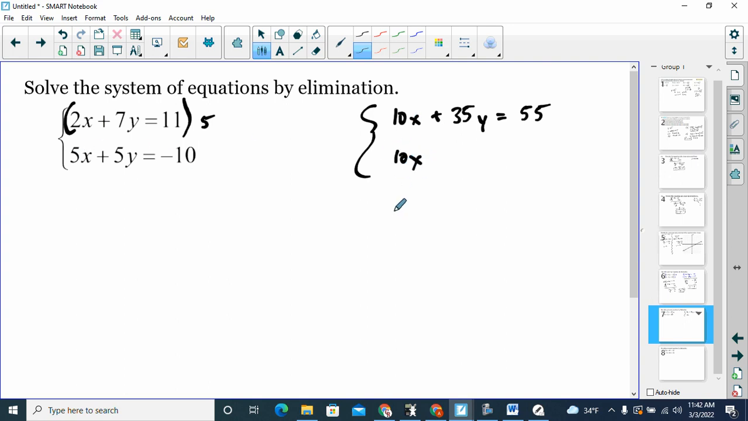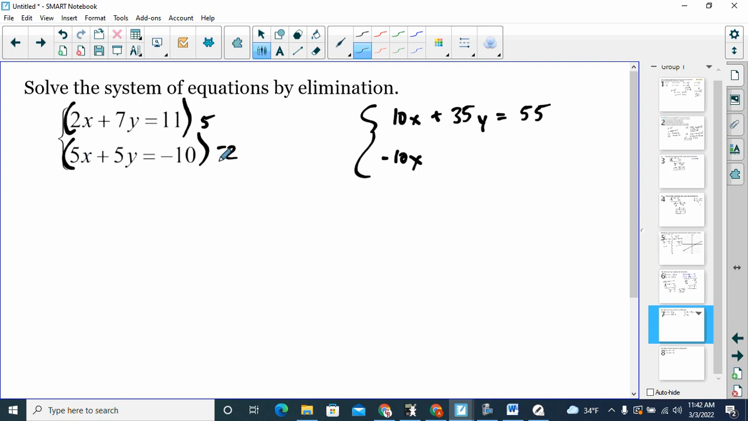10x and 10x make 20x. They don't cancel. I need one of them to be negative 10. So I multiplied the top by 5 to get positive 10. Let's multiply by negative 2 in order to get negative 10 here so that these do indeed cancel out. In order to cancel them, one needs to be positive and one needs to be negative.